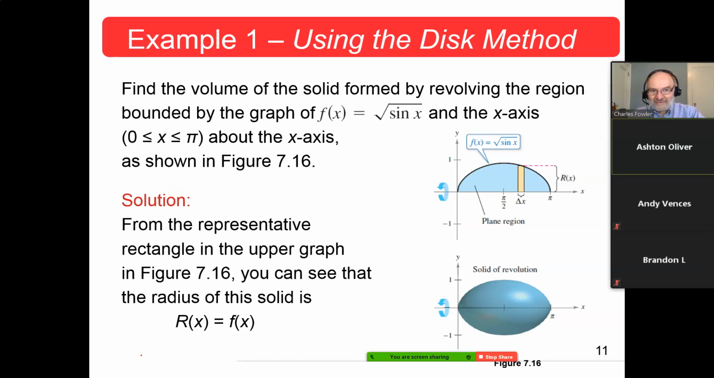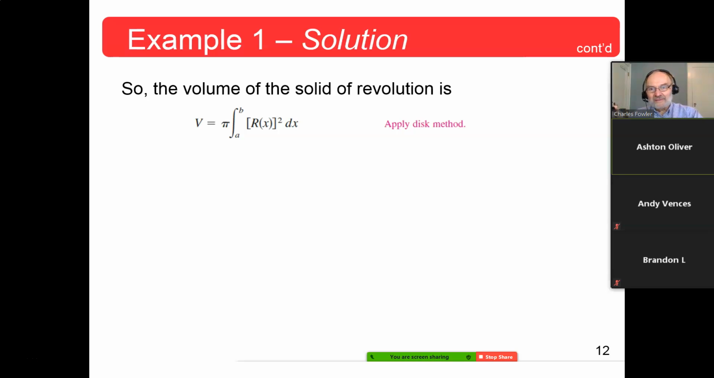From the representative rectangle here, the height of this is square root of sine x. And that's your radius. That's what you're going to revolve because you're going around the x-axis. So that height is your radius. The radius is f of x, which is square root of sine x, but we're going to square that because it's pi r squared times your delta x, so that's going to be pi on the outside, the integral.